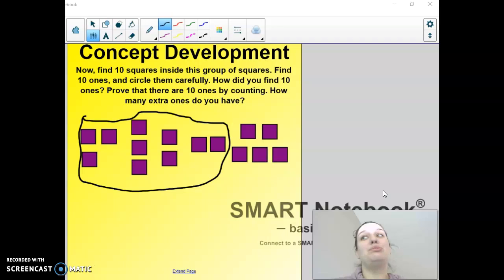All right, so I circled my group of 10 on the screen. We can double check and count. I want you to count along as well to see if you circled just 10 too. 1, 2, 3, 4, 5, 6, 7, 8, 9, 10. Okay, so I have 10 ones, and then how many ones do I have left over? And how many ones do you have left over? 1, 2, 3, 4, 5. I have 10 ones and 5 ones. If you didn't get it, it's okay. It's kind of tricky.